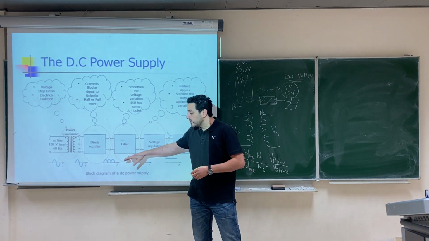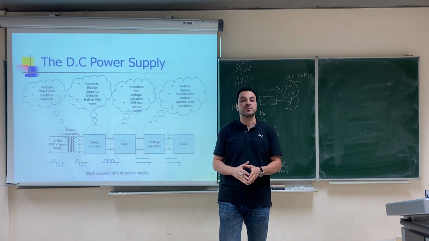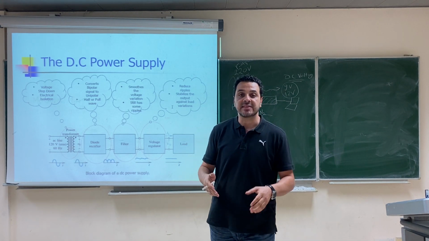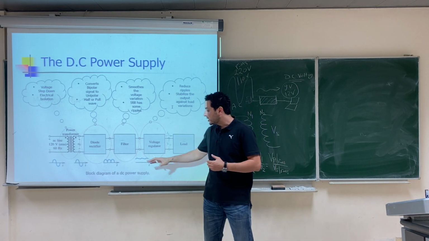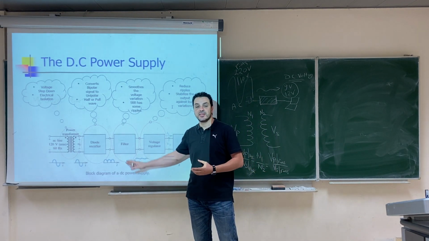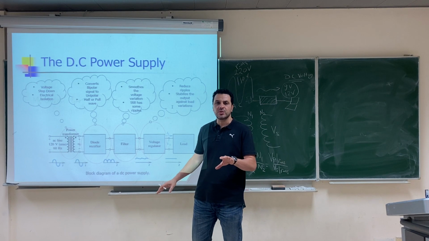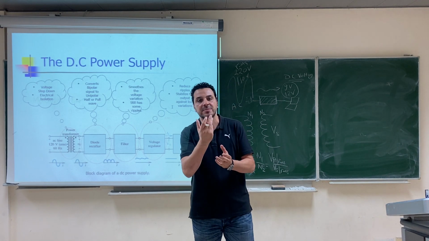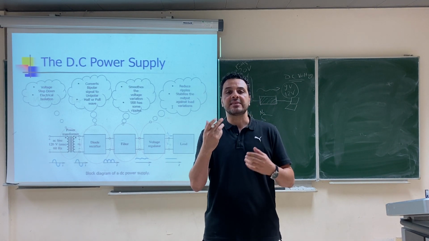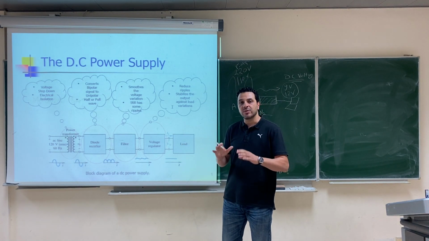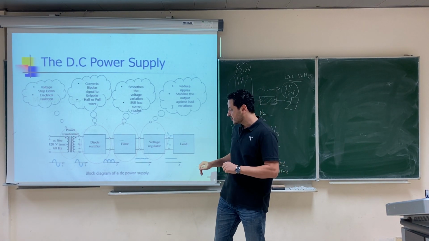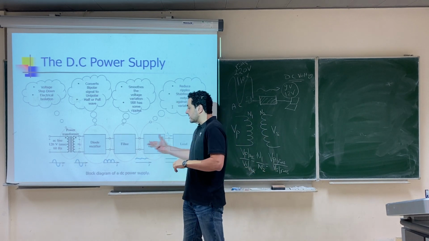Also the filter here, you are going to study the filters in more details in the signals and systems course. In a different perspective, you are going to study the mathematics and how to design these filters. However, here we are going to study the filter from the circuit perspective as a circuit element, like using the capacitor to smooth down the signal without going into the mathematics of filters. Okay, so these are the different stages.